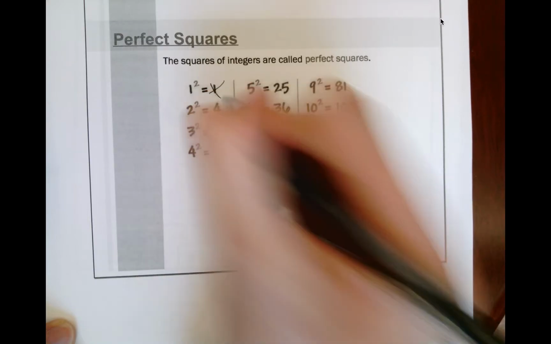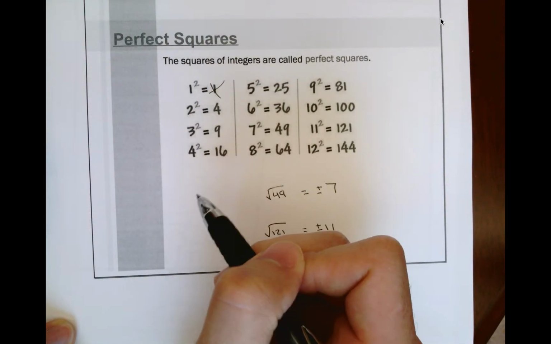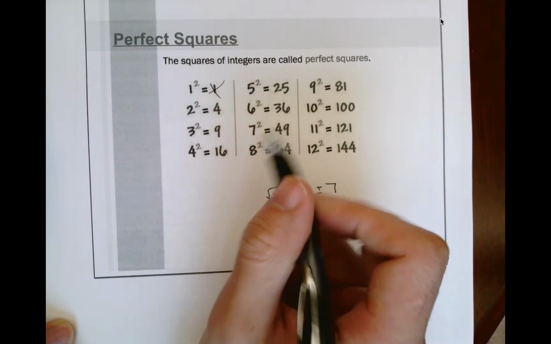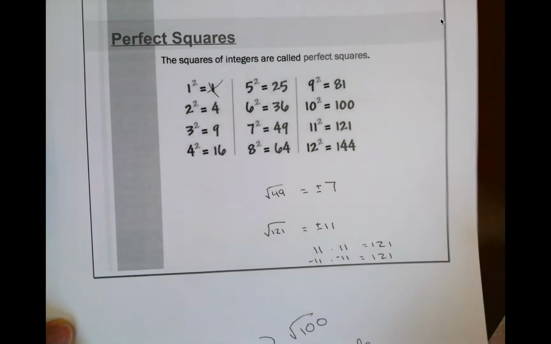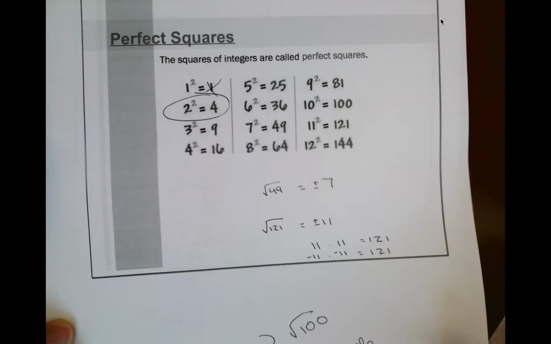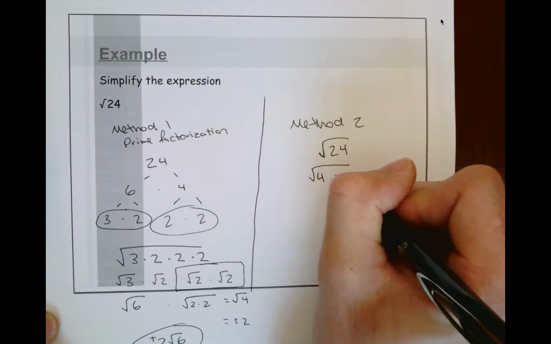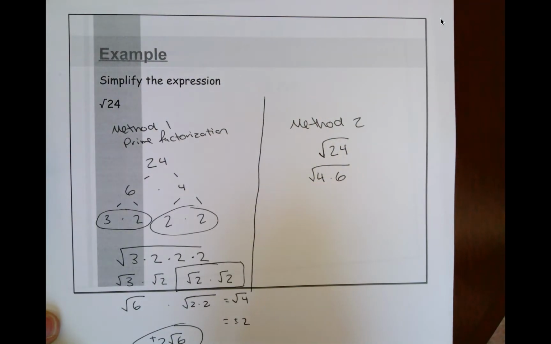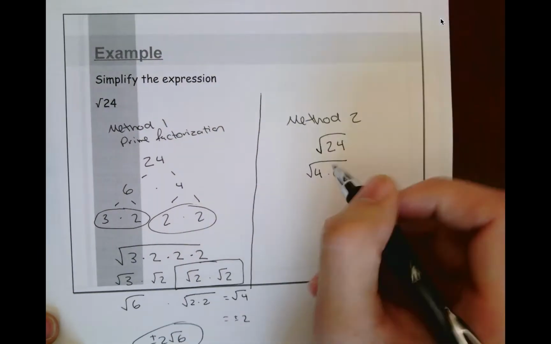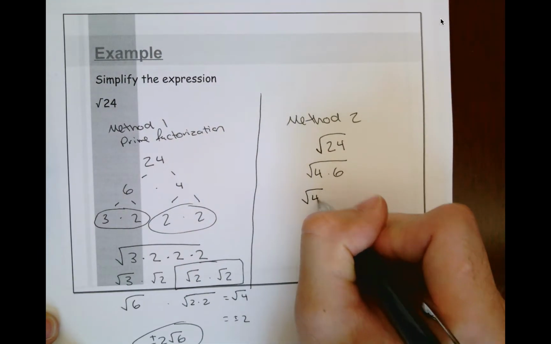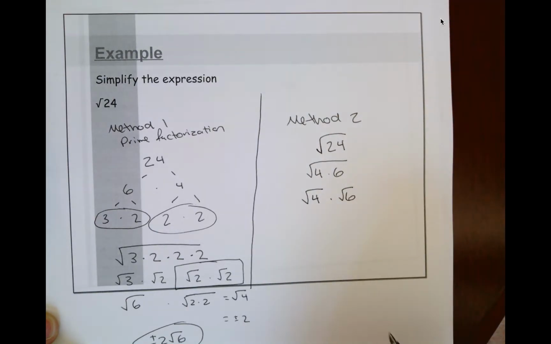1 is, but that's not really going to help me. 4 is. 9 is not, 16 is not, and then 25 is bigger than 24, so I know that's not going to work. But I see this. So what I can say is I can break this down to be the square root of 4 times the square root of 6. The reason why this helps me, using that property, I could split these up. I could say square root of 4 times the square root of 6.